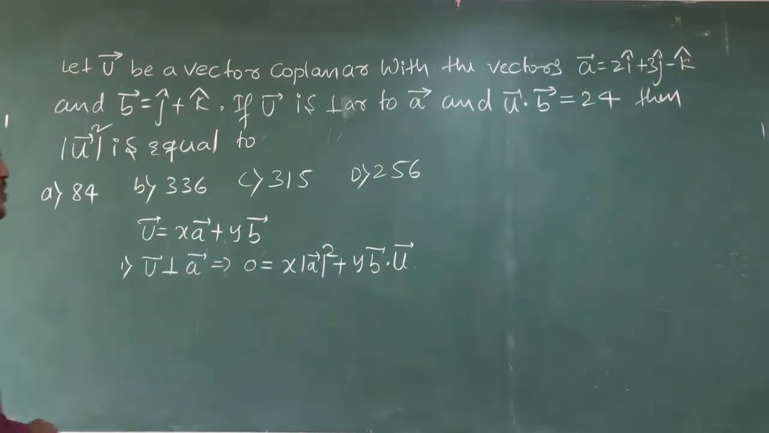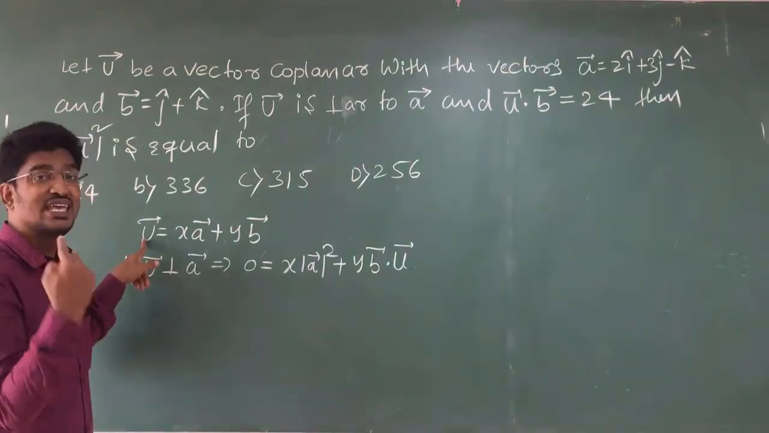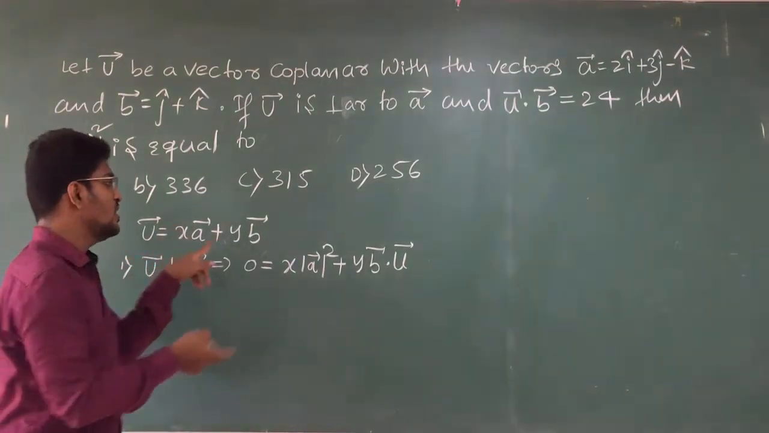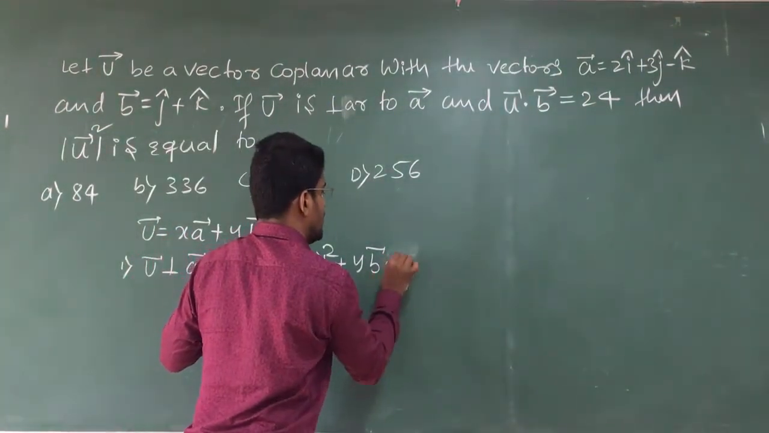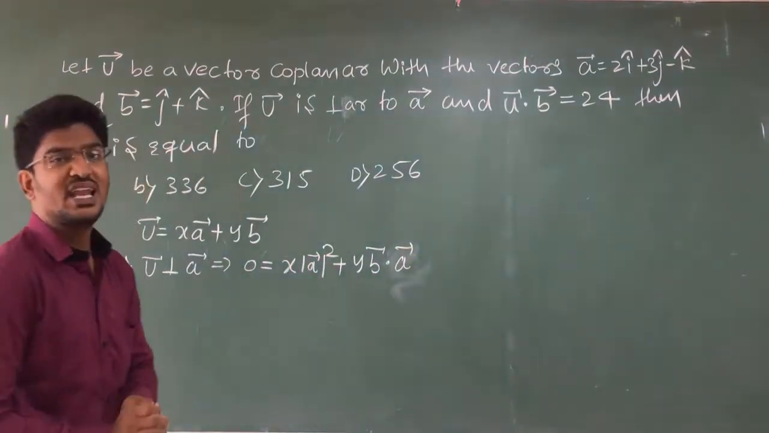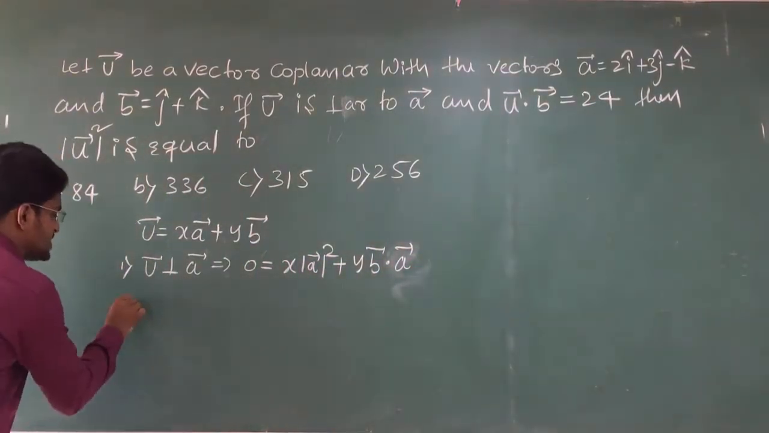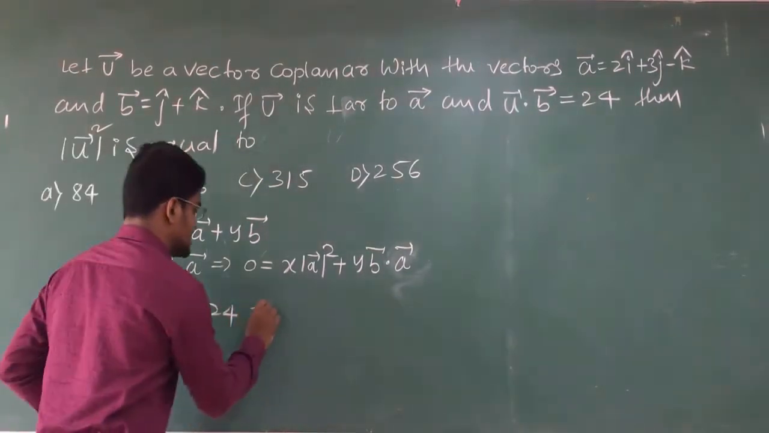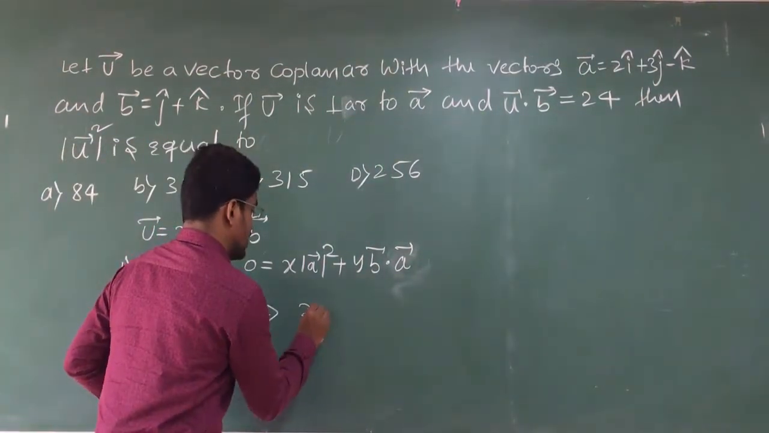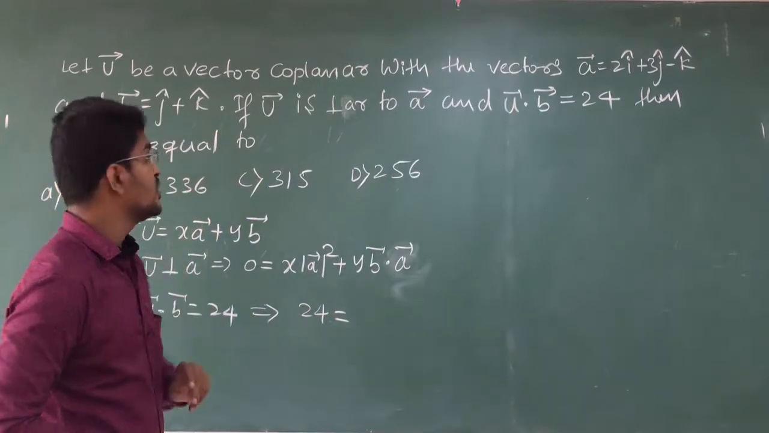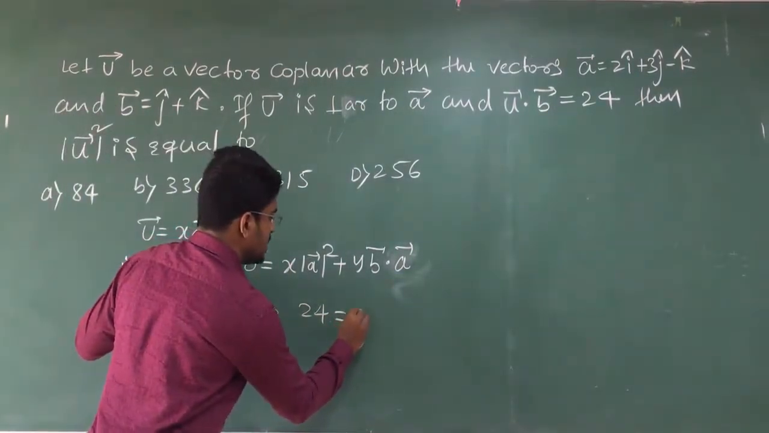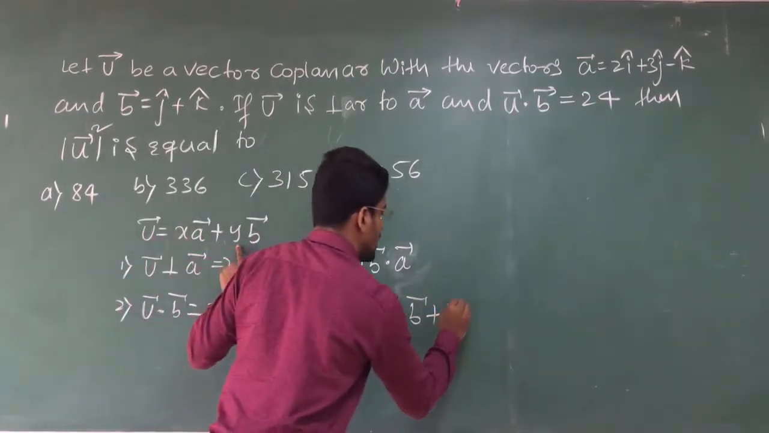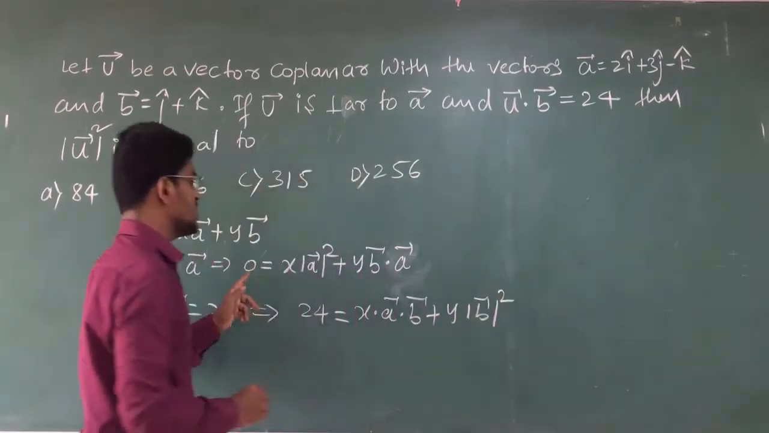So now what you are doing, here you are making u dot A. So u dot A means A dot A will give mod of A square, and B dot A will be vector B dot vector A. Okay. So the second case is u dot B is equal to 24. So 24 will be equal to u dot B. What is u dot B? That means x into A dot B plus y into mod of vector B square. So these are the two equations.